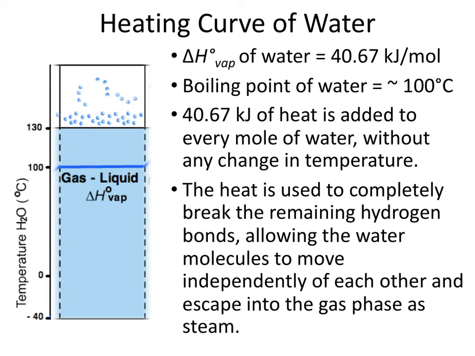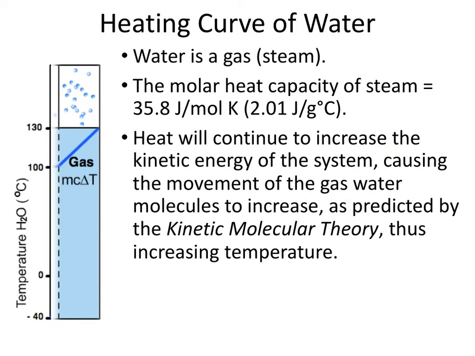Now, you can see that the enthalpy of vaporization of water is 40.67, and the enthalpy of fusion of ice is 6.01 kilojoules per mole, meaning that if the heat input is constant, a much longer period is needed for 1 mole of water to evaporate than the time needed for 1 mole of ice to melt. And finally, we get to this phase over here where the hydrogen bonds are broken between the water molecules, and they are now in the gas phase or the steam phase.